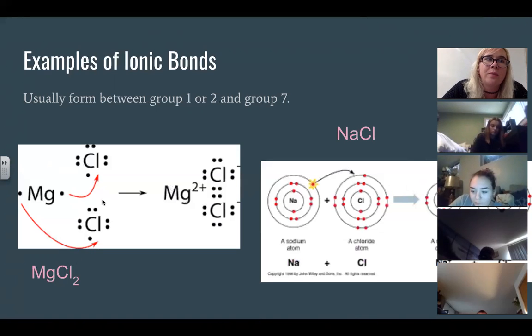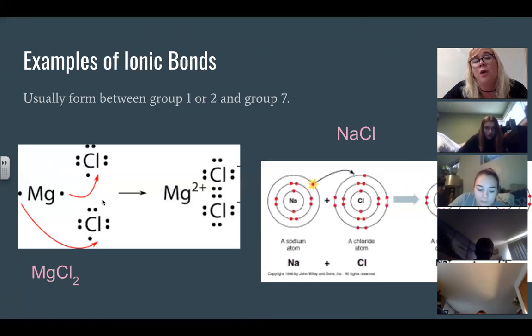So what about krypton difluoride? Would that exist? Is that what you're asking me, Logan? I don't know if that would exist. You can Google it, and, okay, so it does exist. So are you asking if that would be ionic?